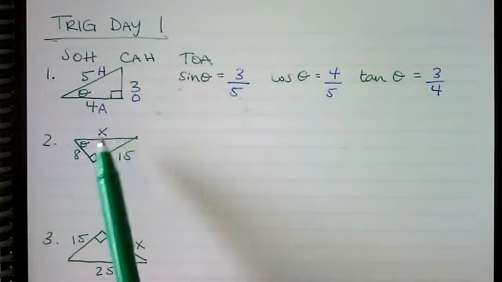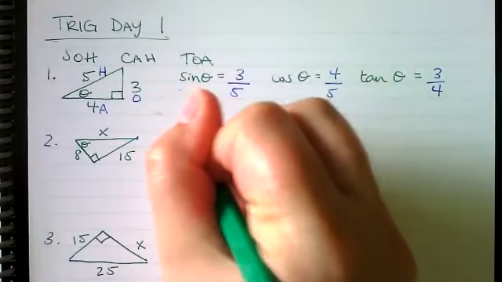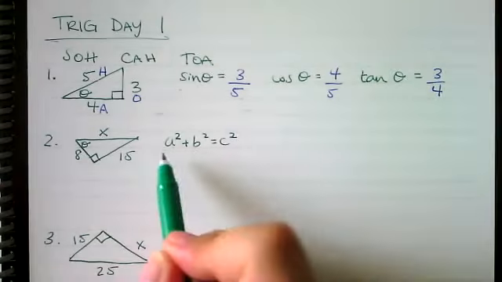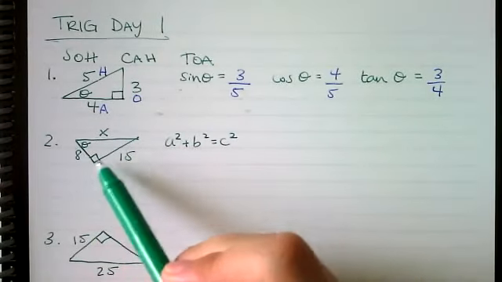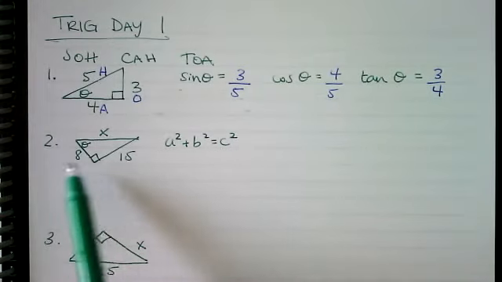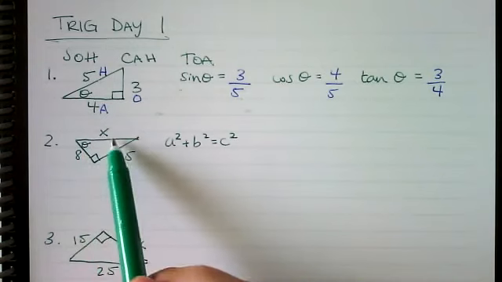In order for me to find that, I have to use the Pythagorean theorem, which is just a squared plus b squared equals c squared. Remember, a and b are the 2 legs of the triangle, and c is always your hypotenuse. The order of a and b doesn't matter at all, but c always has to be the hypotenuse.